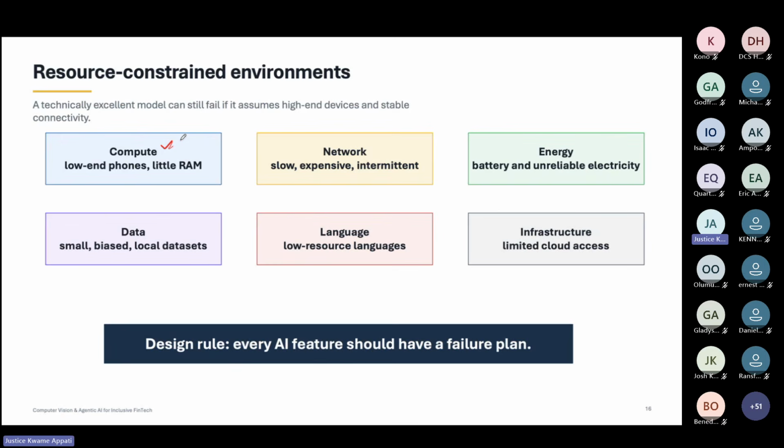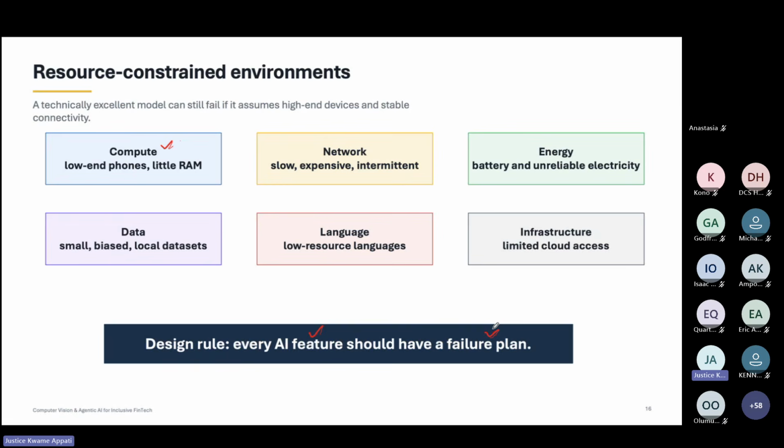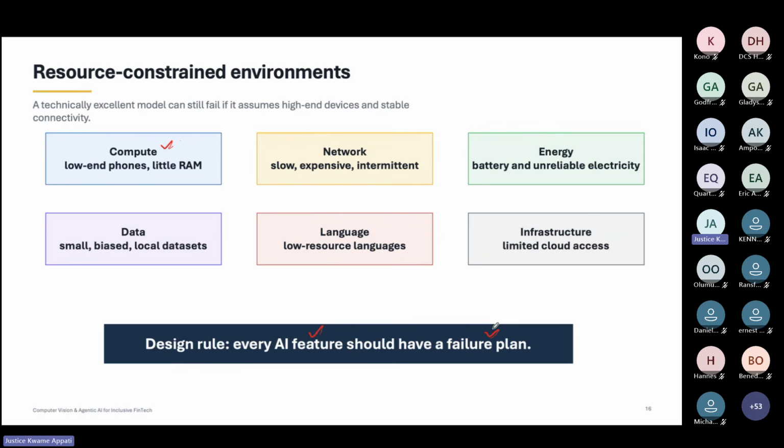Now, the language. This is where, again, tomorrow's class will take you through. The infrastructure: will it be on a cloud? If so, the question now is, do you go hybrid or not? So we say that for every AI feature, you should have a failure plan. That should be your design rule. I know they gave you several rules in your last meeting, that was yesterday, but this is what I have for you as one of the rules to make you sell in the process.